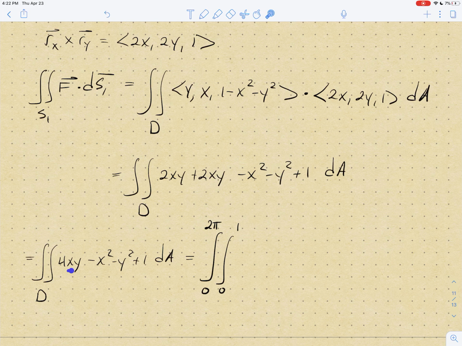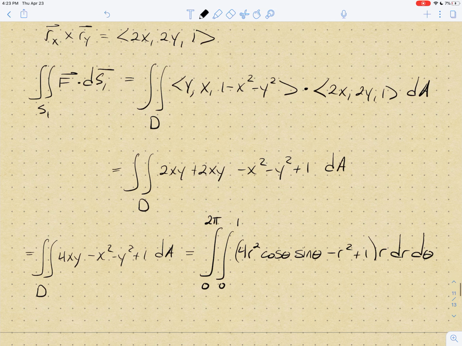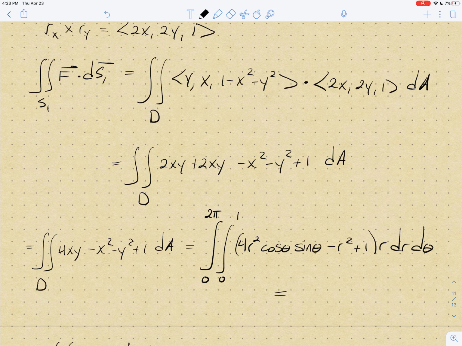So let's see, 4xy, x is r cosine theta, y is r sine theta, so I get a 4r squared cosine theta sine theta. This is a minus r squared plus 1, all times r dr d theta. I invite you to pause the video and work this out. I'm not going to do it right now just to save time, and we end up with pi halves. Very doable integral. Highly encourage you to evaluate it yourself.